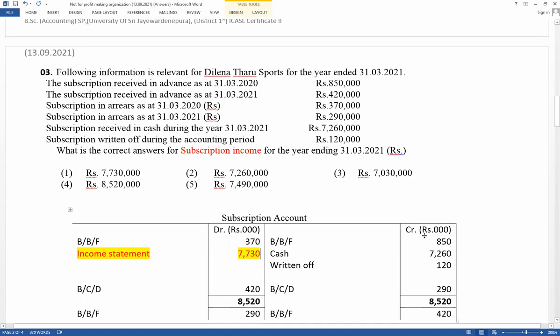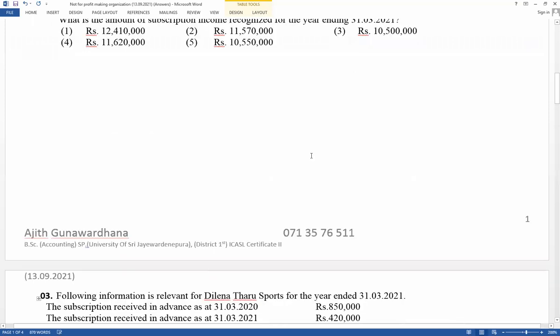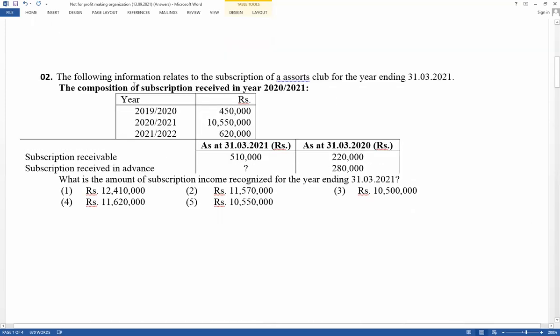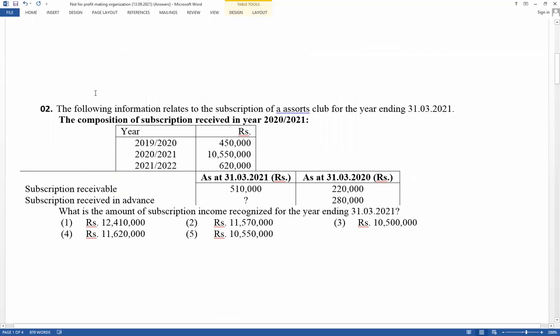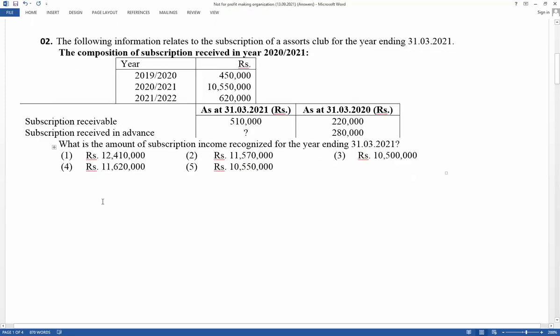It has given subscription received in advance and subscription in arrears, opening and closing balances. Then subscription written off, then subscription received in cash as well as subscription income. These are definitely available in the paper. The reason is that this is the main income of a not-for-profit organization. Right now, think about question number two. It has the same information, but given on a different basis. Just look at how it is given. Same information.